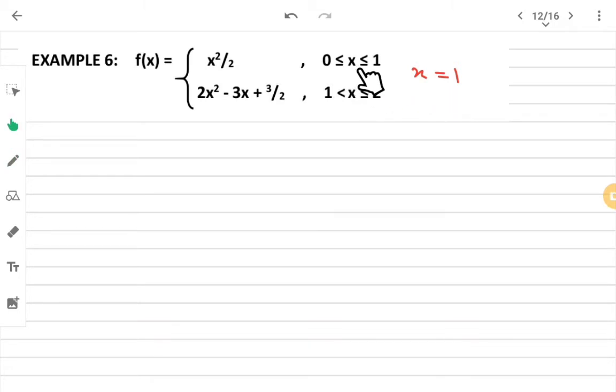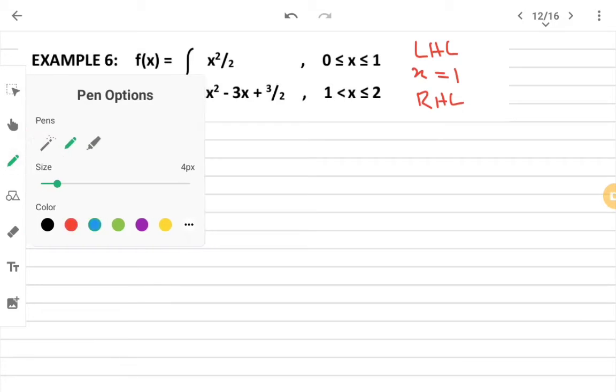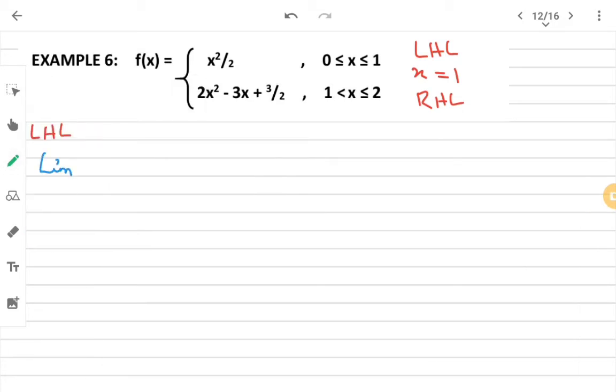And here x less than or equal to 1 is given. So this is the equation for the left hand side. And here x greater than 1 is given, and this equation is for the right hand side. So here it is the left hand limit and here it is the right hand limit. First we need to find the left hand side, that is LHL. And the equation is limit x tends to 1, f of x is what here?